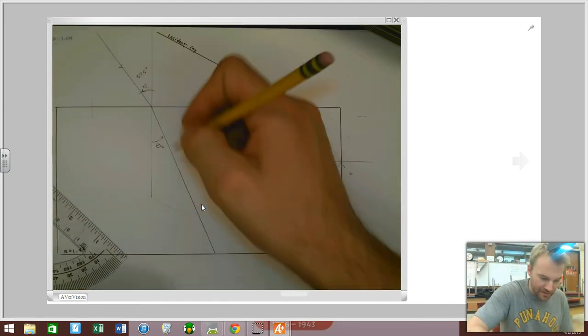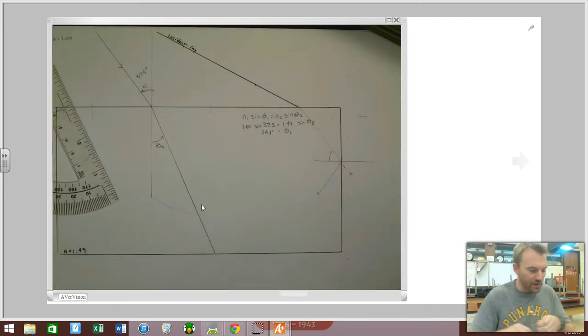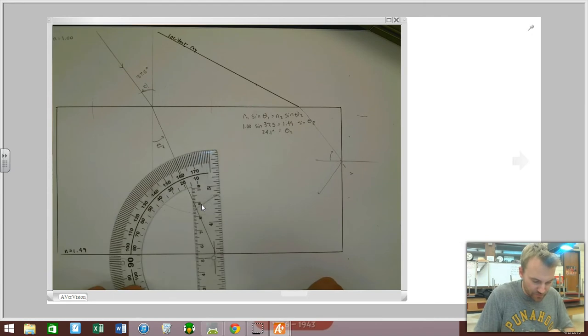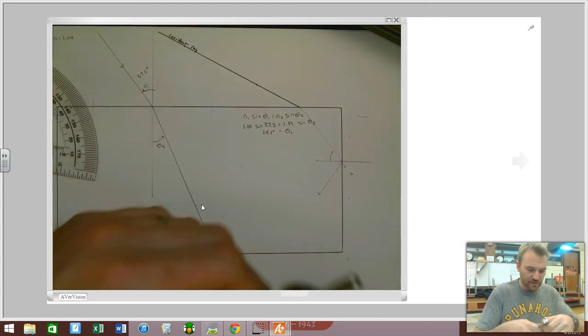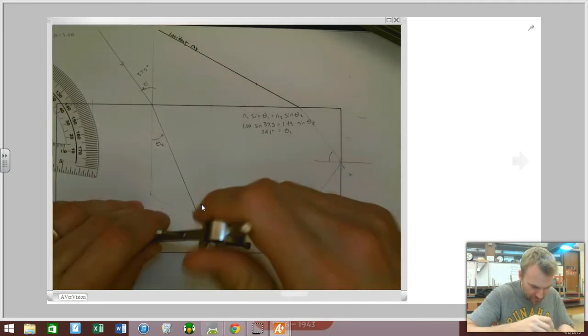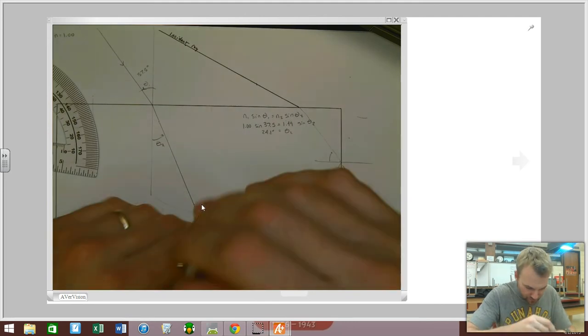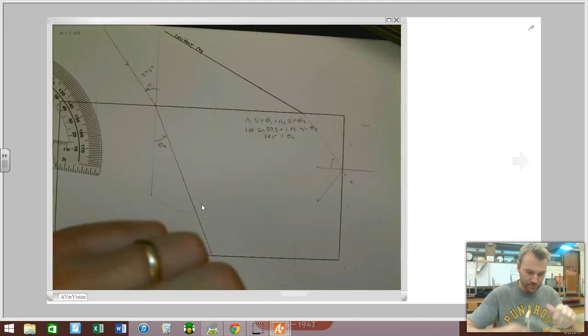So in my case over here, this goes through, I'll draw my normal, and you may choose to use your protractor to make your 90 degrees, but I don't ever trust it. Believe it or not, your compass is much more accurate in doing this stuff, and it's real simple to do if you do it right.